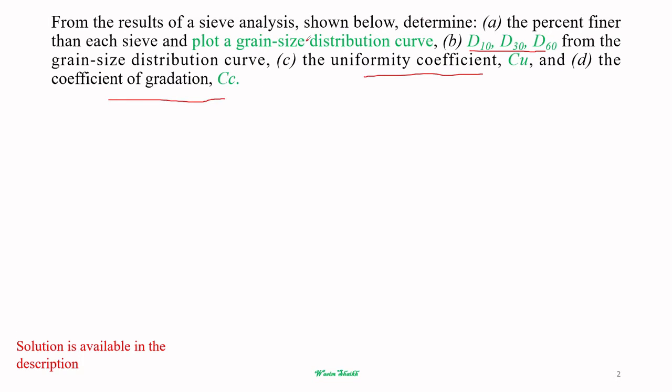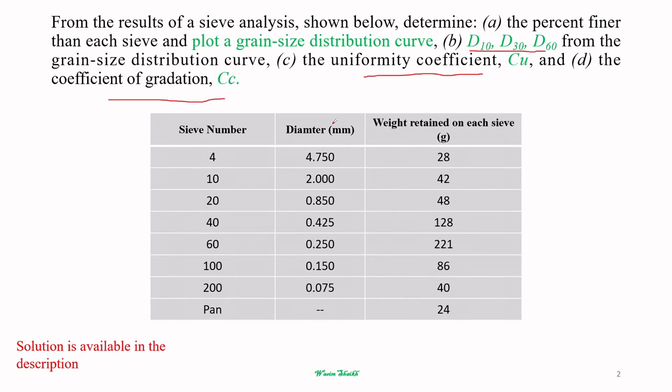So this is the problem statement given along with this data in the table. What is given to us is a sieve number, diameter in mm, and weight retained on each sieve. Usually the values of sieve number and diameter are different if you are referring to the US standard or any other standard, but if you are referring to the Indian standard, these values are both similar. So anyway, it is irrelevant. I just wanted to point it out.